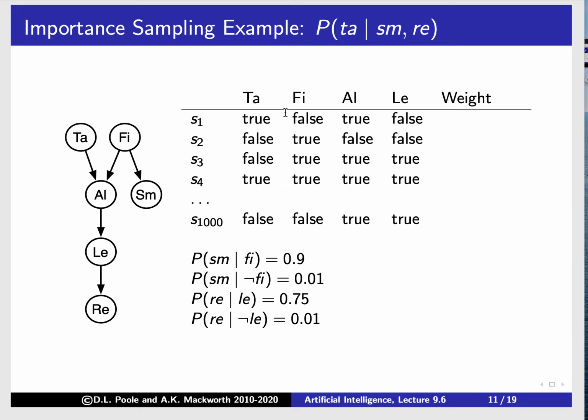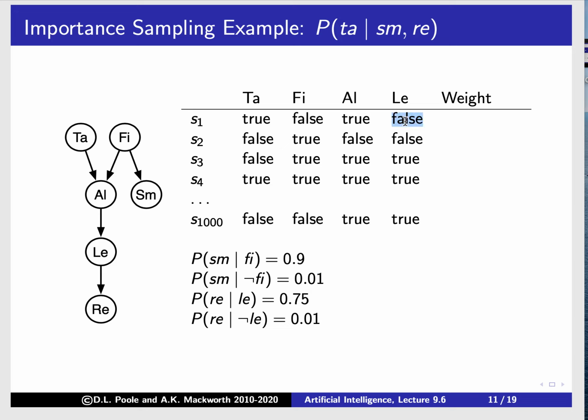So let's look at this first weight. Well, it's got fire as false, right? But we know that smoke is true. So what we're going to weight it by is the probability of smoke is true, given fire is false. It's going to multiply by 0.01. So out of all samples like this, only 1% would survive.